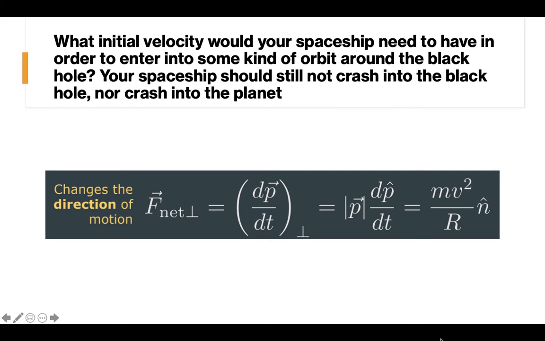To calculate the velocity that the spaceship needs to have to enter the orbit, one can use the formula that the perpendicular net force is equal to mv squared over r, and the perpendicular component of the net force can be calculated from the perpendicular component of the rate of change in momentum.